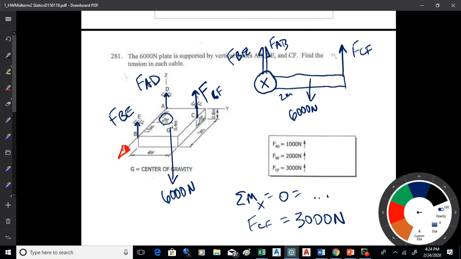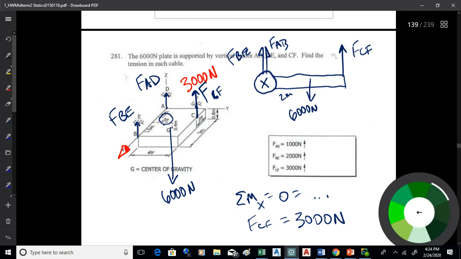We doing all right with that? So I'm going to look down the x-axis. All right, so that gets me FCF. It would now be 3,000. Now once I have that, that's a known. So this is 3,000 newtons. Now I ought to be able to come up with another moment equation I could use to solve for one of the other unknowns. So to finish this thing up, I think what I would do would be to do another moment equation.